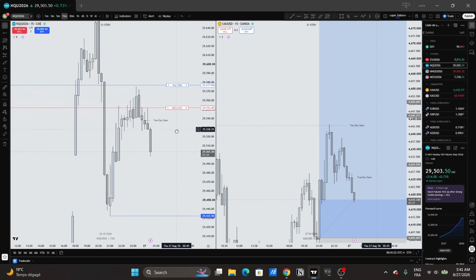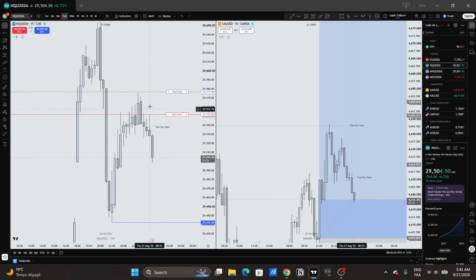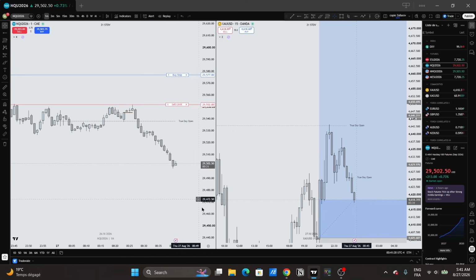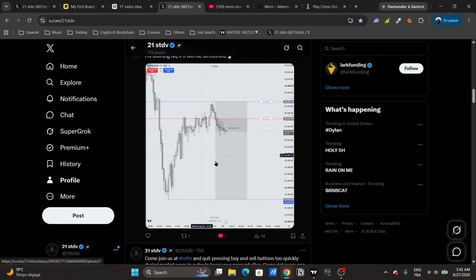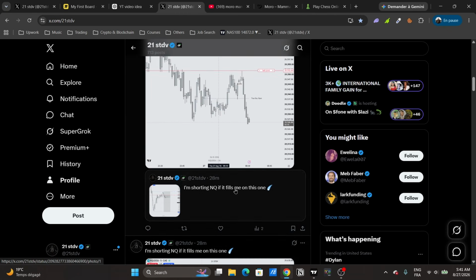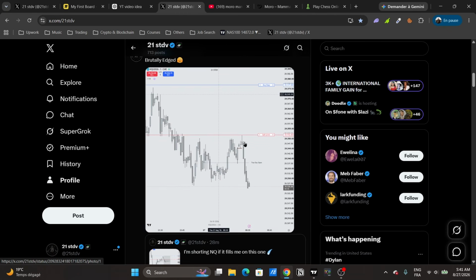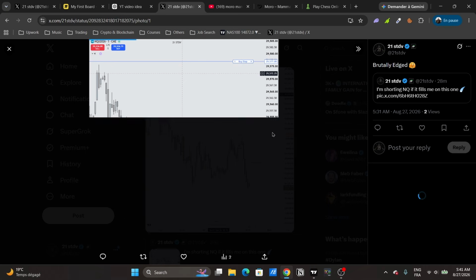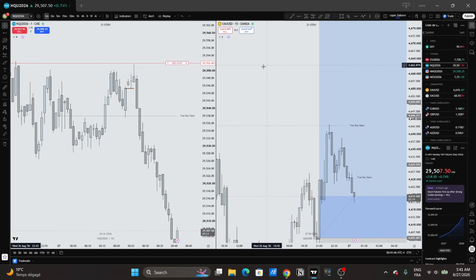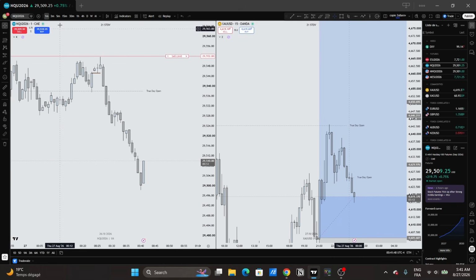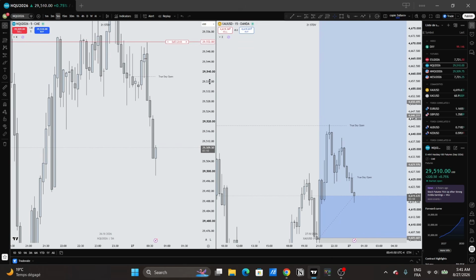This is a setup that I was waiting to take, but I got brutally edged. As you can see here, let me share with you on my Twitter account. I shared the setup before the retracement, but it retraced and didn't fail me due to spreads. Look at this brutal edge, man. Anyway, this is not our subject currently, so we don't care about this setup.